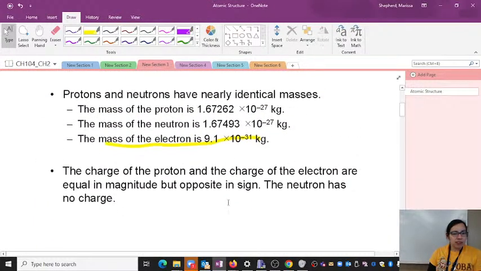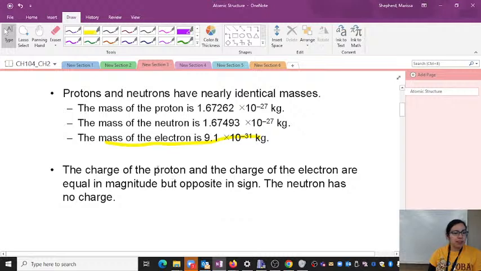What is also significant is that the protons have a charge. The protons are positively charged, and the charge of the electron is opposite of that, so it is considered negatively charged. And the neutron, as you can guess by its name, has no charge, so it's neutral.